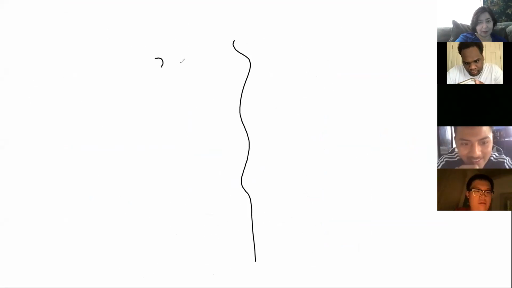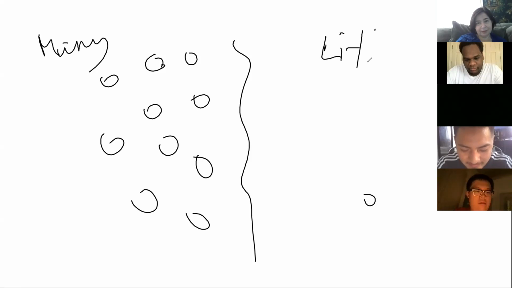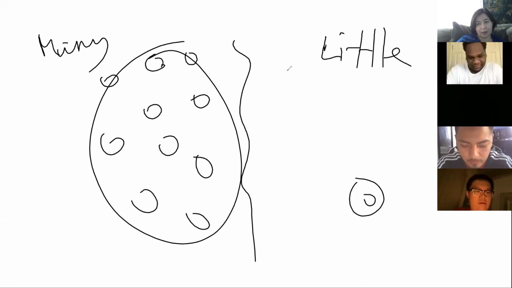Okay, so let's say you have a bunch of stuff right here. Whatever you want. It could be molecules, it can be people. And here you have one. So here you have many, and here you have little. If you refer to molecules, this is called a concentration gradient. What is a gradient? Gradient means difference in amount. The difference is called a gradient.